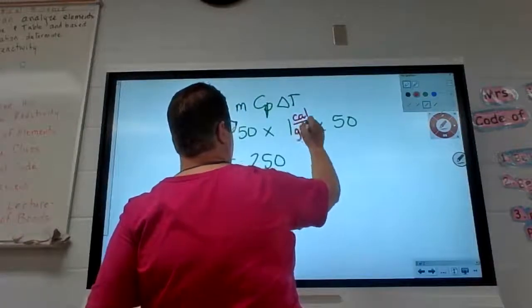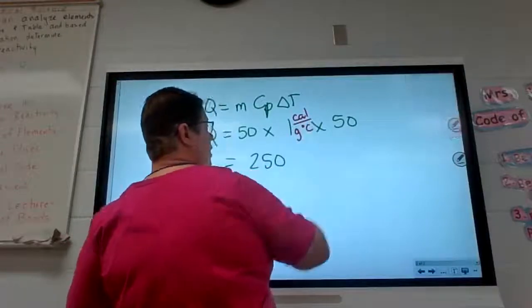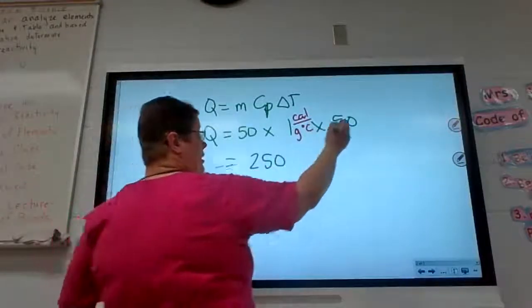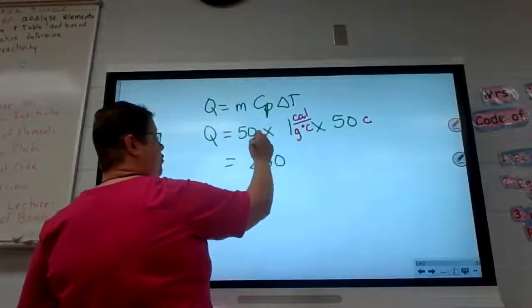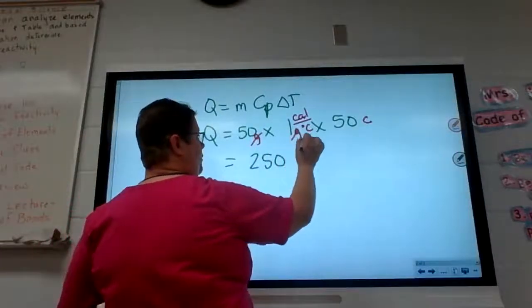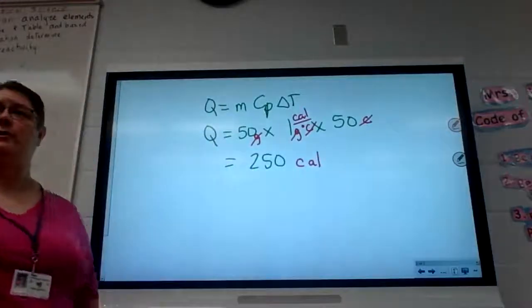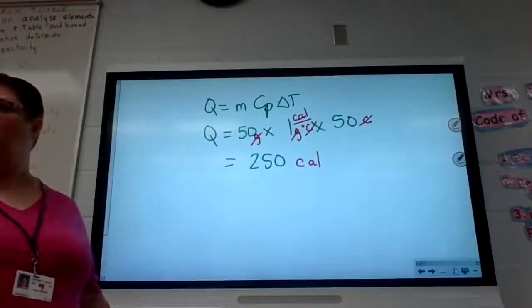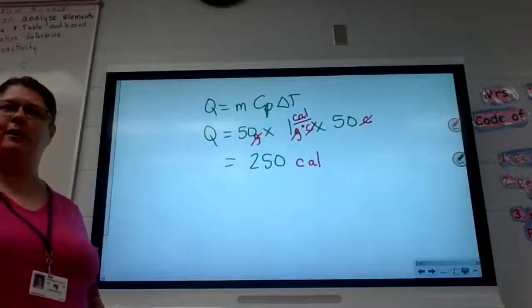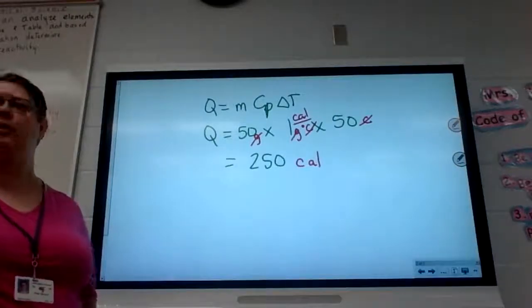Grams over degrees Celsius. I just want to make sure I had the kelvins right. All right, so because this was in Celsius and this was in grams, the grams cancel out, the Celsius cancel out, and you just have your heat in calories. Calories is an American unit. We use it here in the States. Nobody else uses calories. The scientific community uses joules.